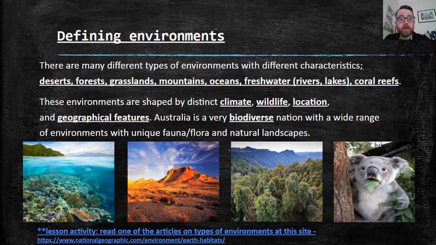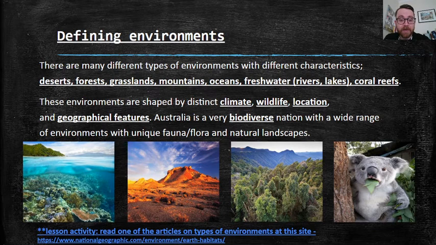So, there are many different types of environments with different characteristics, different features. So they have different climate, wildlife, locations, different geographical features. So some places have mountains, some places have deserts, some places have caves, valleys, oceans, etc. Some of the different types of environments you might find include deserts, forests, grasslands, mountains, oceans, freshwater rivers and lakes, and then coral reefs. Up in Queensland by the Great Barrier Reef, we've got one.